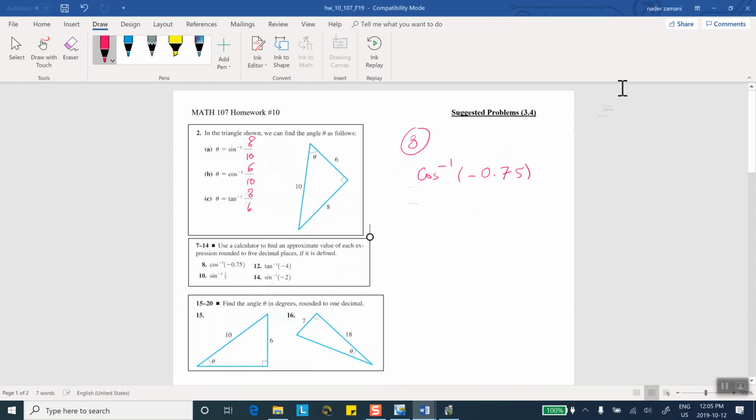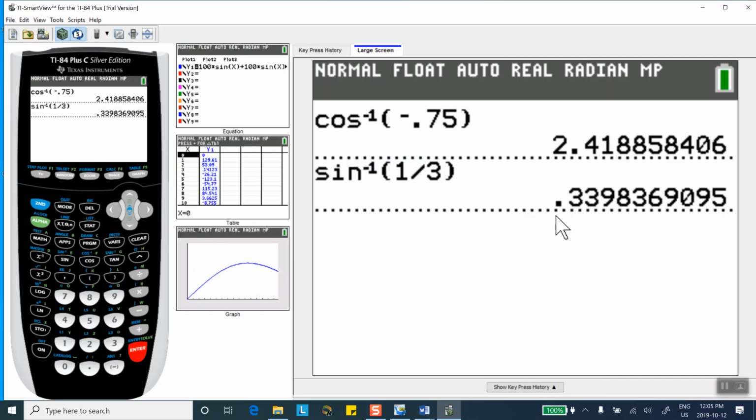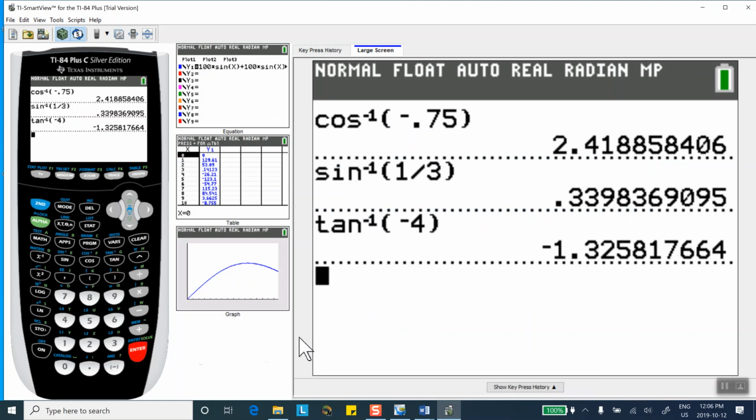Next one, tan inverse of minus 4, second function, tan inverse of negative 4. So it's going to be negative 1.3258. This 1 is going to become a 2. Negative 1.32582. That's what you write on your paper.